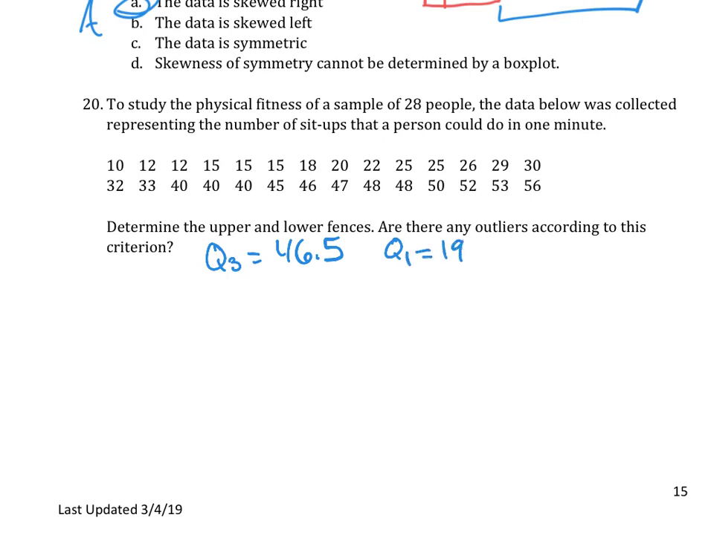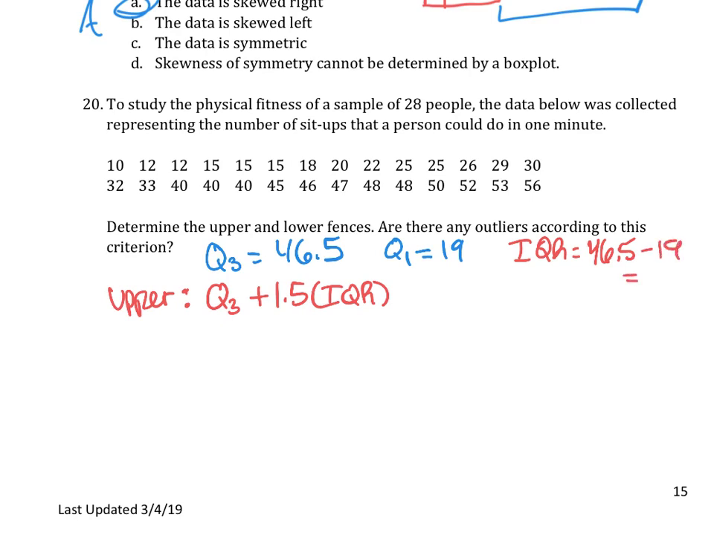Q1 is 19. Okay, so upper fence, you take your upper quartile, which is Q3, plus 1.5 times the IQR. Let's go ahead and calculate the IQR over here. That's Q3 minus Q1. So 46.5 minus 19 gives us 27.5. So we'd have 46.5 plus 1.5 times 27.5, which gives us 87.75 as our upper fence.